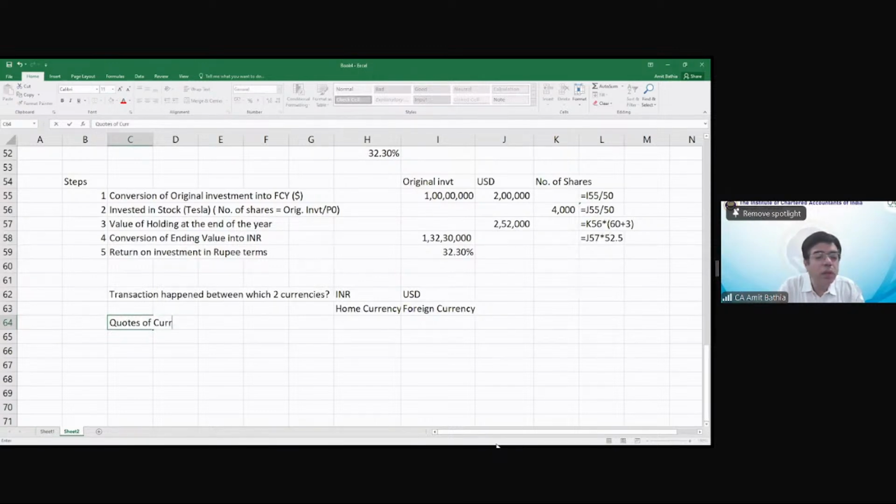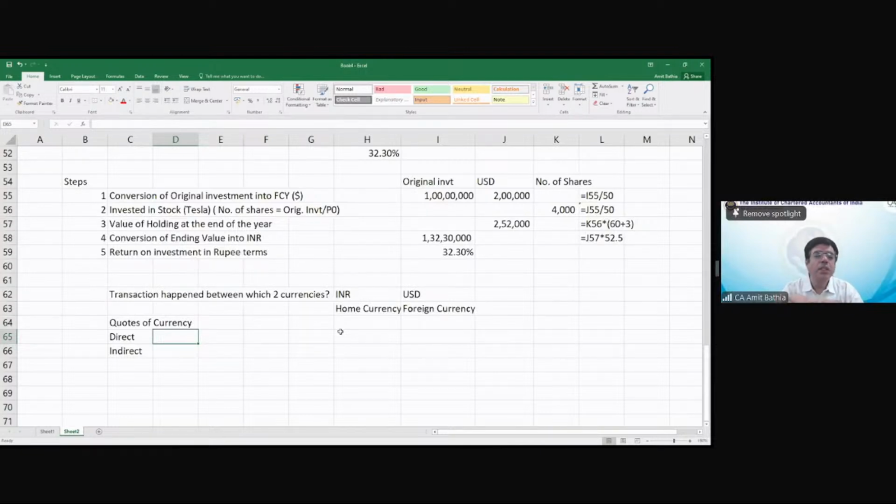Now, codes of currency. What are the codes of currency being given as? It was told to us that $1 is equal to rupees 50. $1 is equal to rupees 52.50 at different dates, right? So there are two types of codes, right? Direct and indirect codes. What do you mean by direct codes? Value of foreign currency in terms of our home currency. Very good. So that's the way to define it.